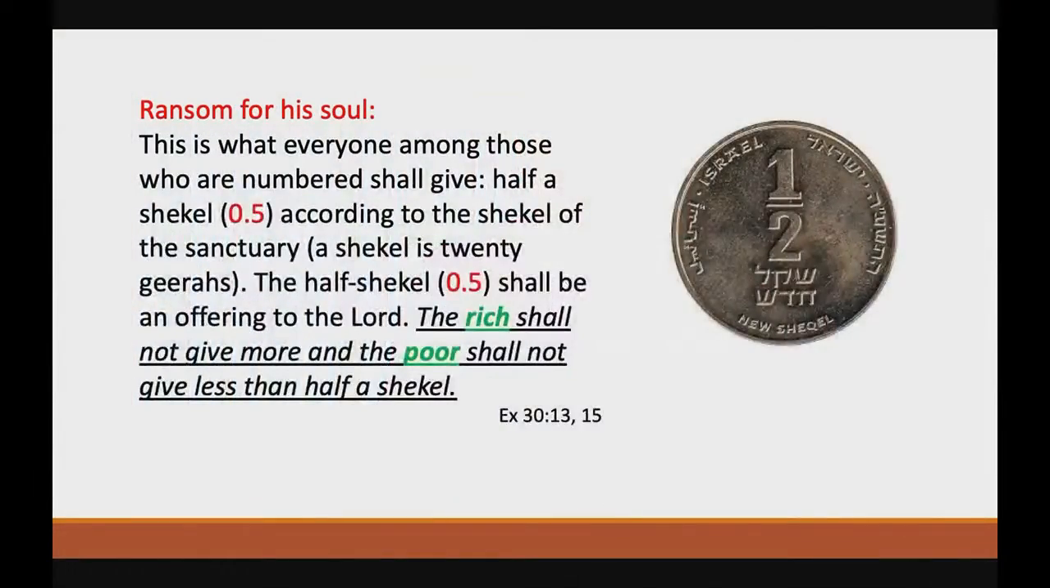In the time of Israel, all people needed to ransom their souls. What's the price for the ransom? Half a shekel. The rich shall not give more, and the poor shall not give less than the half shekel. The ransom is offered to the rich and the poor for the same price.